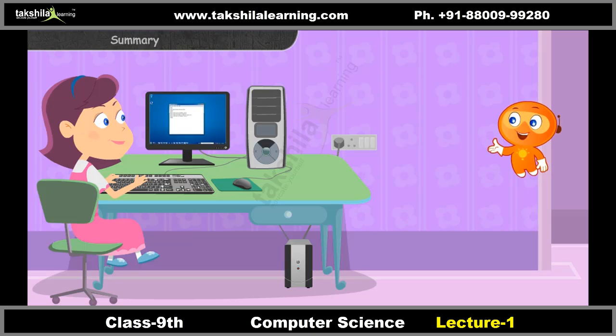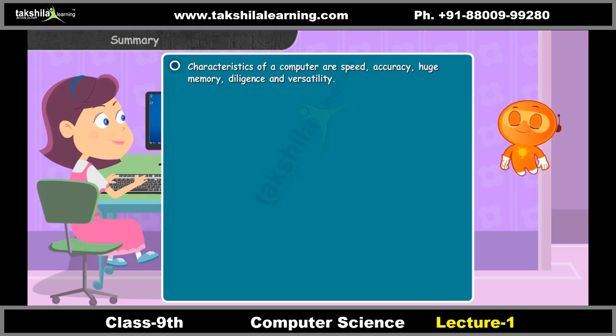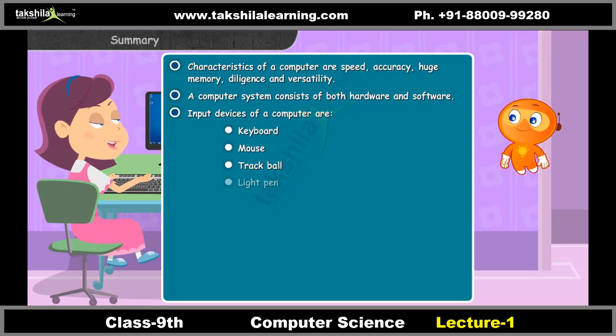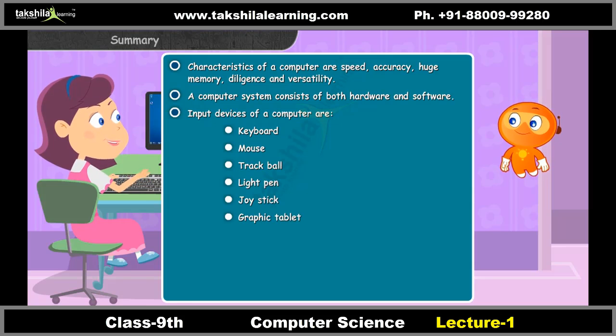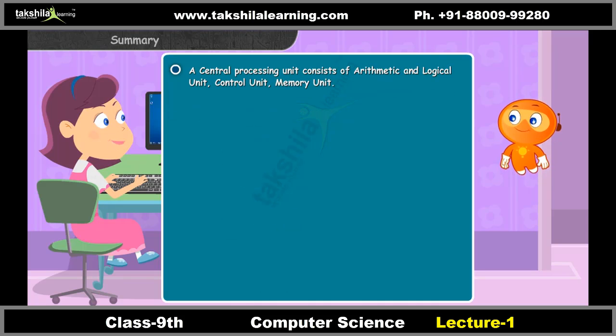Let us summarize what we learned in this unit. Characteristics of a computer are speed, accuracy, huge memory, diligence, and versatility. A computer system consists of both hardware and software. Input devices of a computer are keyboard, mouse, trackball, light pen, joystick, graphic tablet, scanner, digital camera, biometric devices, touch screens. A central processing unit consists of arithmetic and logical unit, control unit, memory unit.